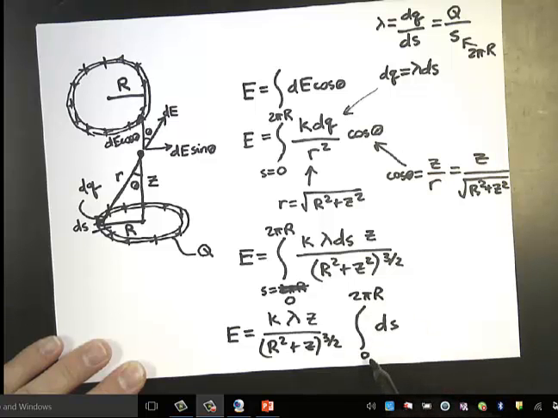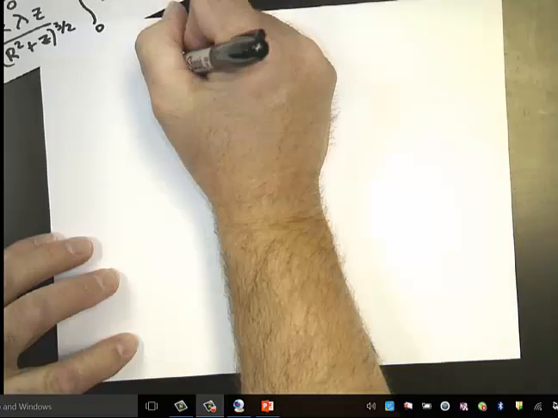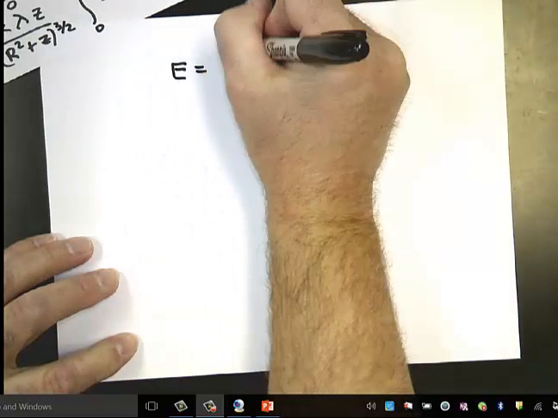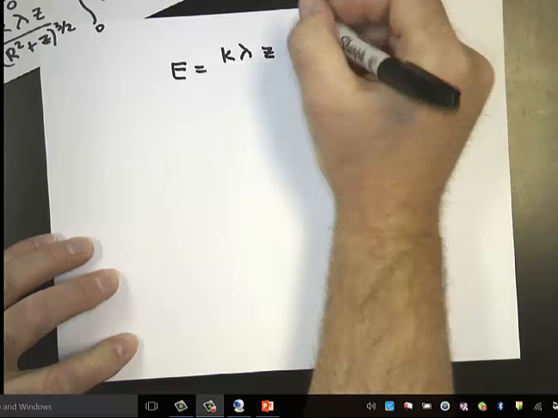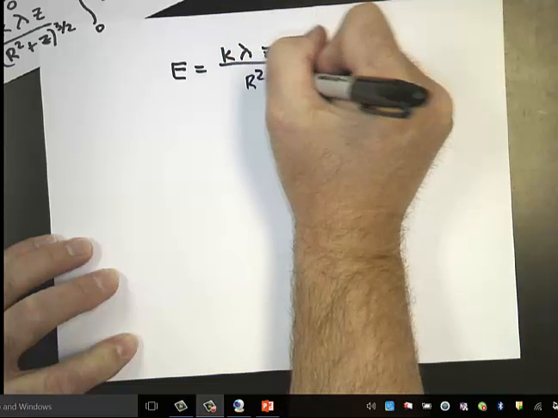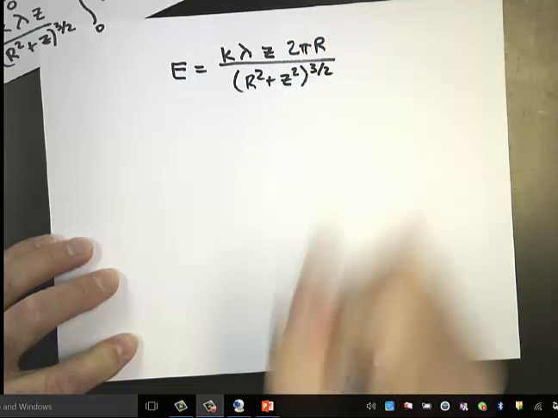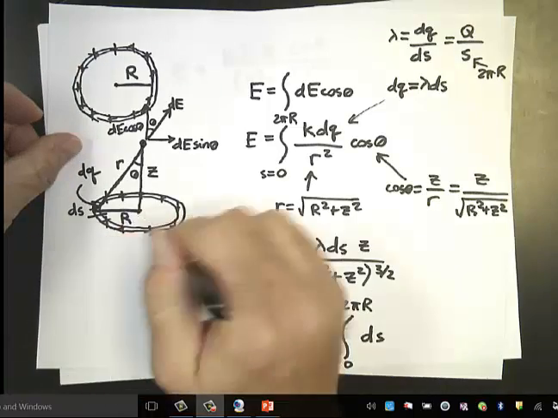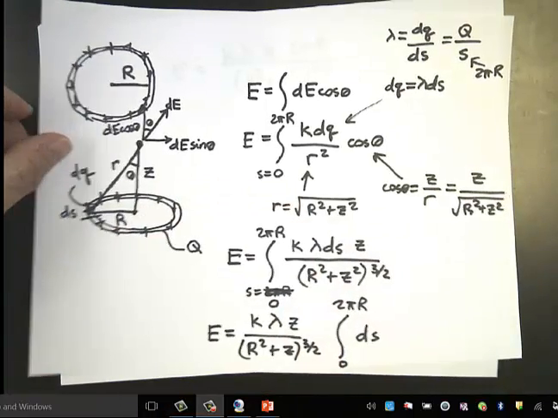Now when you integrate ds between 0 and 2 pi r, the integration of ds is s. Then we're going to replace it with this minus this. So all of this just becomes 2 pi r. So here we go. E is equal to k lambda z times 2 pi r all over r squared plus z squared to the 3/2. You say, wow, okay, that is the electric field right there due to this ring of charge. Crazy derivation.